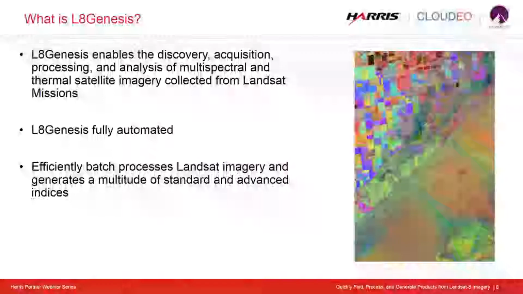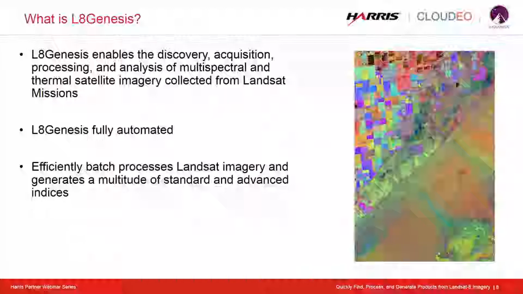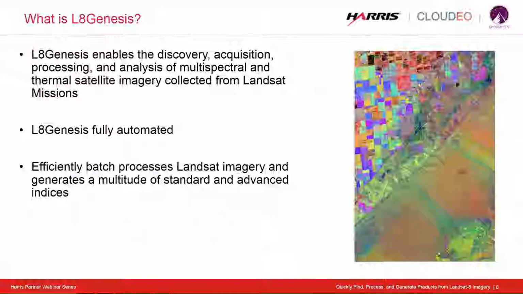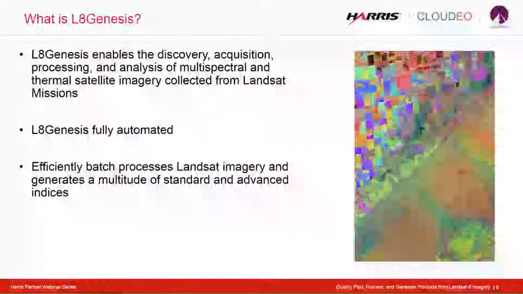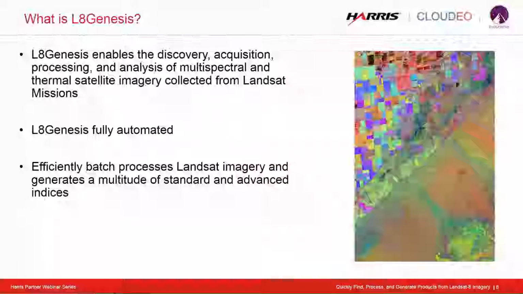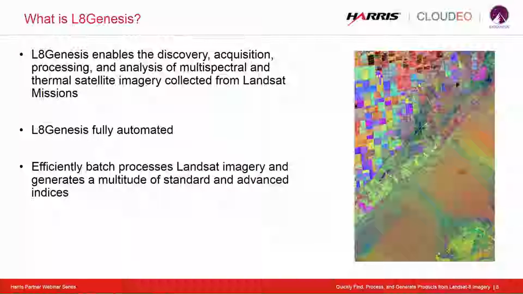The L8Genesis tool represents nearly a decade of collaborative effort to automate the discovery, acquisition, processing, and analysis of multispectral and thermal satellite imagery collected from the Landsat missions. L8Genesis is an extremely efficient way to bulk process large volumes of Landsat 8 data. It's fully automated and generates several commonly used band indices, as well as some more advanced and complex algorithms that users may find beneficial to their analysis. We won't go too much into detail on those just yet. It'll be covered in the following slides.